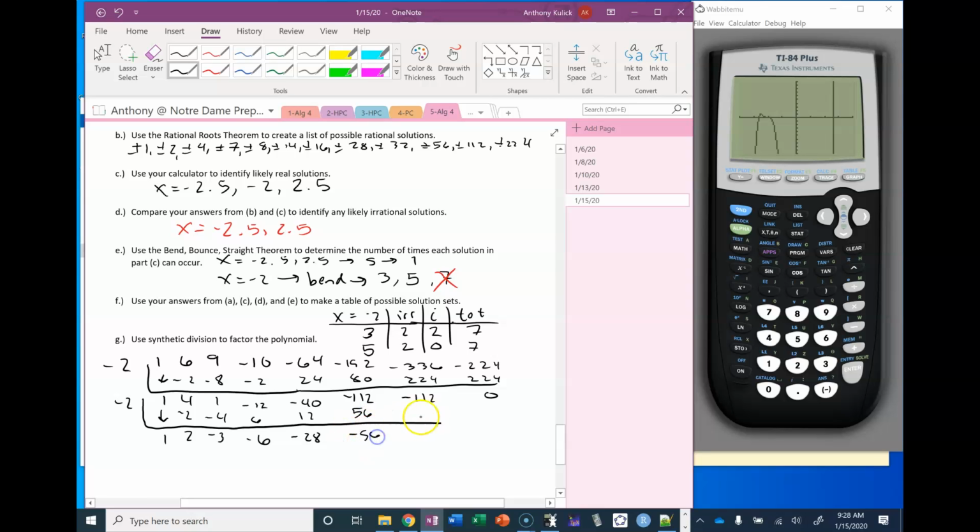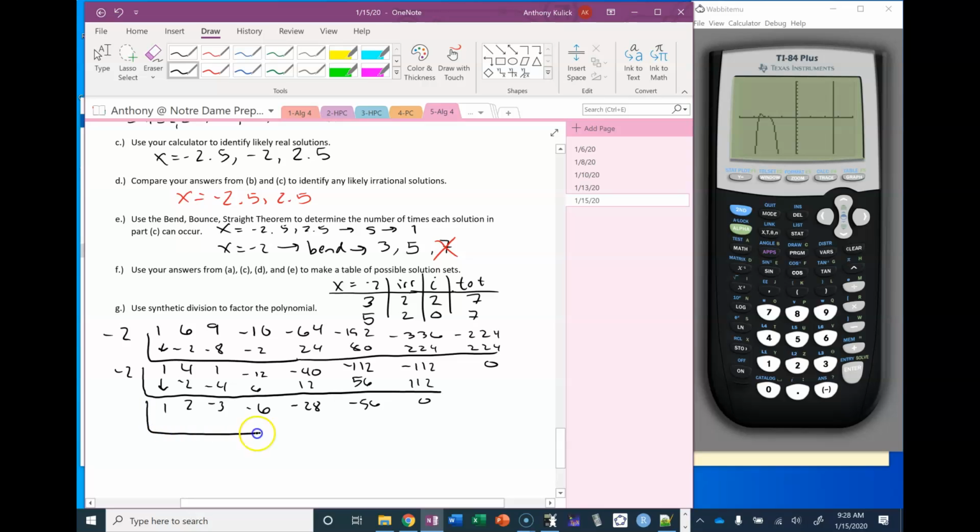56. Worked again. And I know I can use it one more time. So let's do it again.